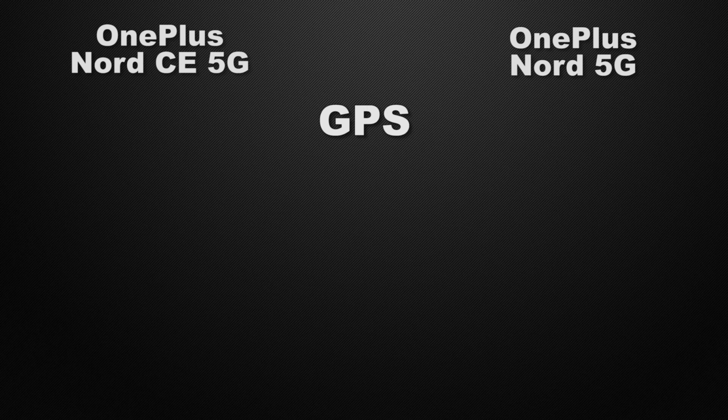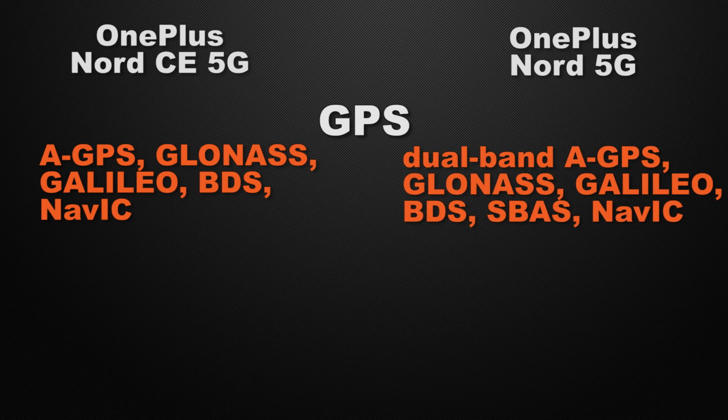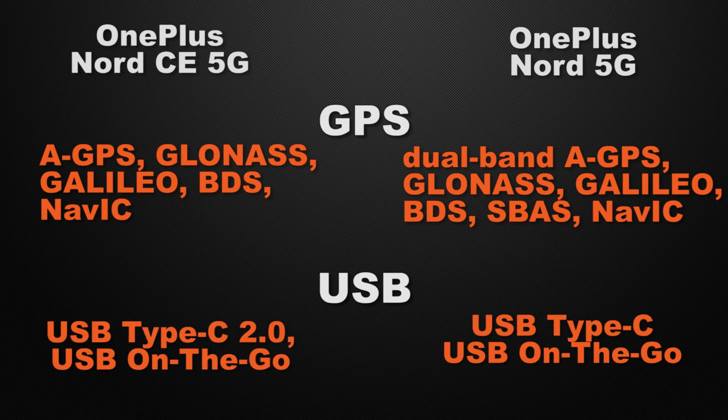Let's talk about the positioning chips in the devices. Nord CE has GPS, GLONASS, Galileo, BDS and Navic, whereas Nord has dual band AGPS, GLONASS, Galileo, BDS, SBS and Navic. So the winner here is Nord. And about the USB connectivity of the devices, both devices have second gen Type-C connector with OTG support, so it's a tie.